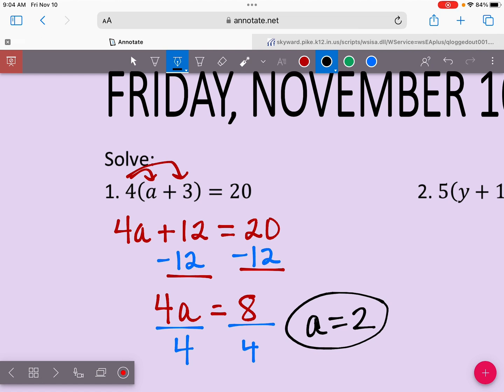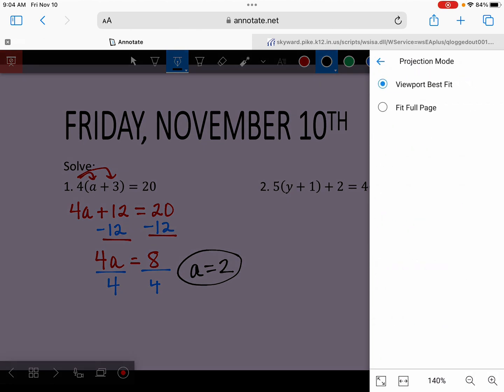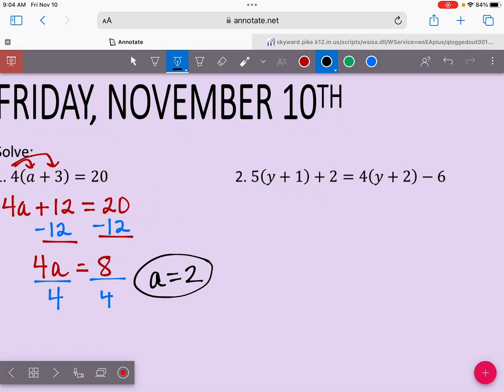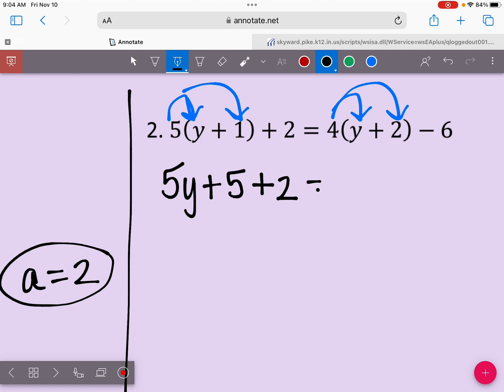Let's go ahead and start our second one. So distribute the 5. And then distribute the 4. So that would be 5y plus 5. Bring down the plus 2. And that equals 4y plus 8. Bring down the minus 6.